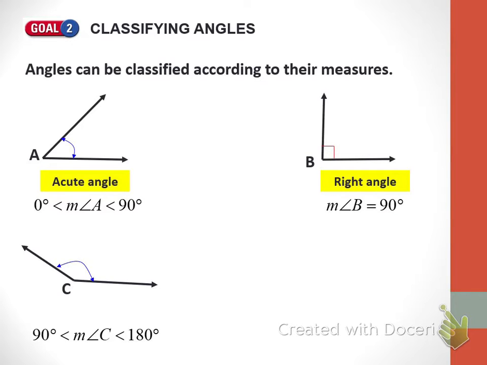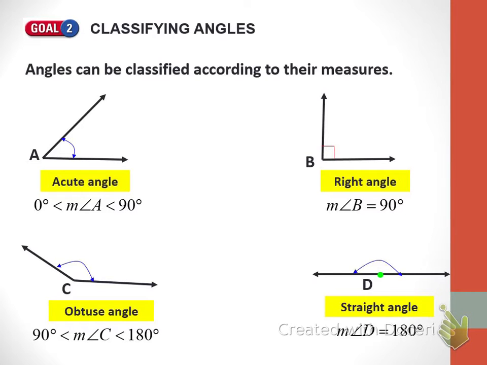What if an angle is above 90 but less than 180? It's called obtuse. And then last, if an angle is 180 degrees, straight angle. Make sure you say straight angle.